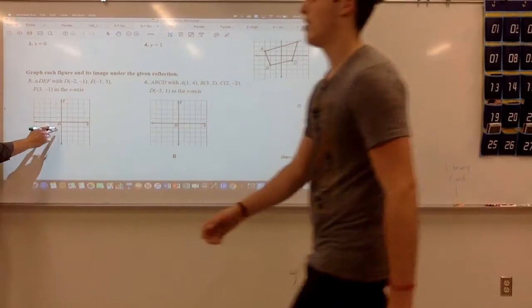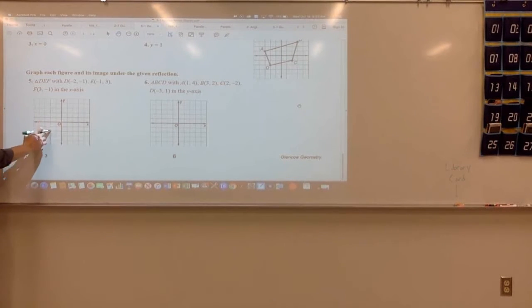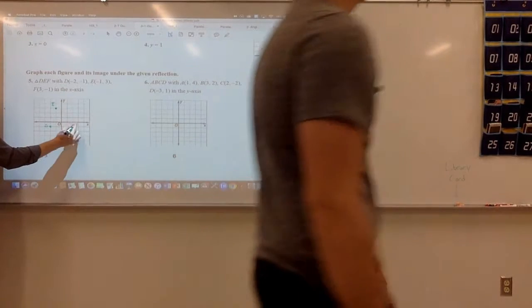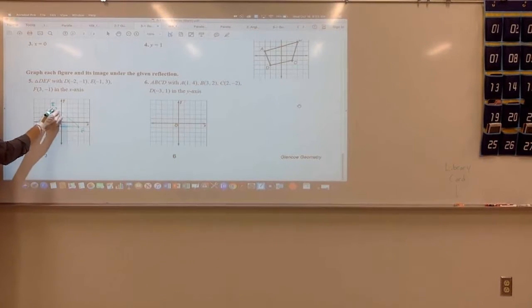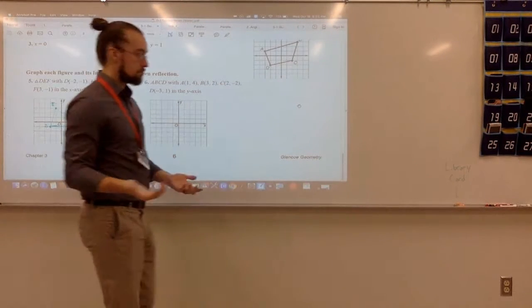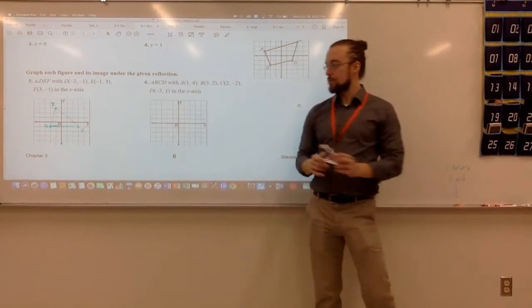Okay, so if I plot my original figure, D is at -2, -1, E is at -1, 3, and F is at 3, -1. So I want to take this figure and reflect it across the x-axis. Since the x-axis goes right through this triangle, my new triangle is going to be kind of on top of itself. Okay, but what we're doing is just counting that distance.